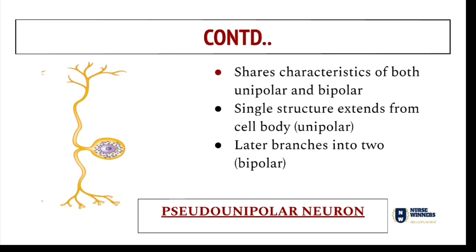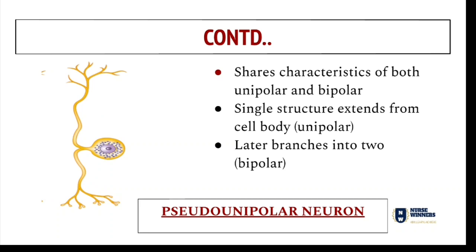And the last structural classification of neuron is pseudo-unipolar. Let us divide the term into three. Pseudo refers to false, uni refers to one pole. So what does it mean? This type of neuron shows the characteristic of both unipolar as well as bipolar.